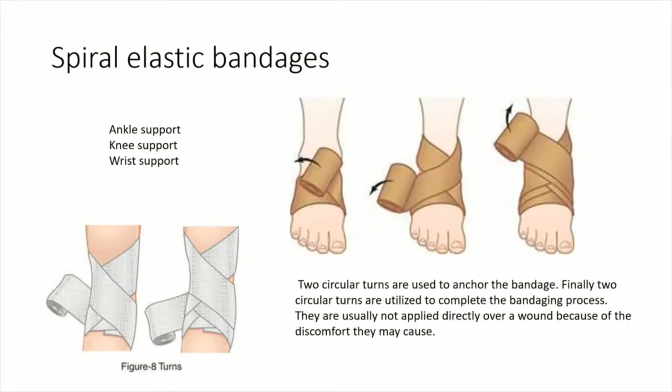Spiral bandages, ankle support, knee support, wrist support. Two circular turns are used to anchor the bandage. And finally, two circular turns are utilized to complete the bandaging process.